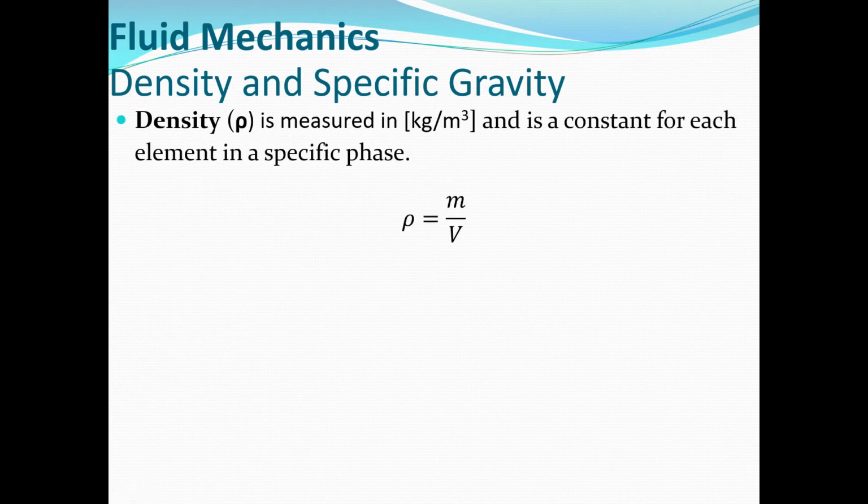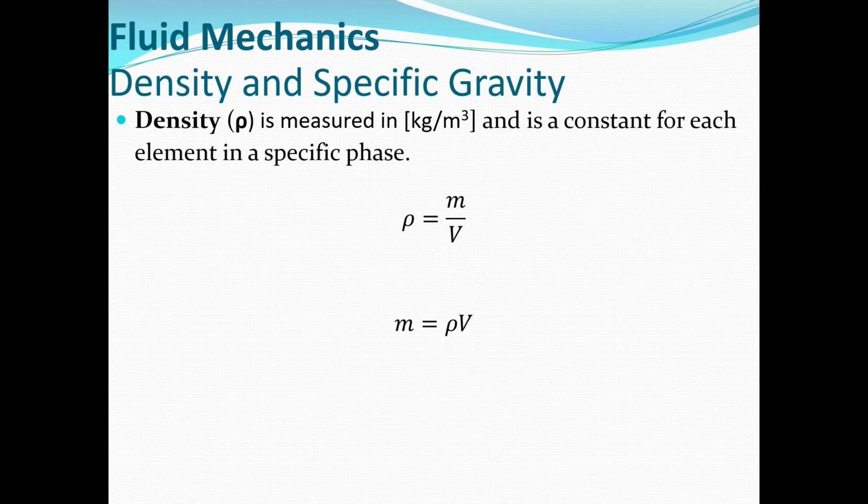As you know, density is something that's constant for an element when it's in a specific phase. So liquid water has a specific density. Solid ice has a specific density. The equation for density is rho equals m over V.